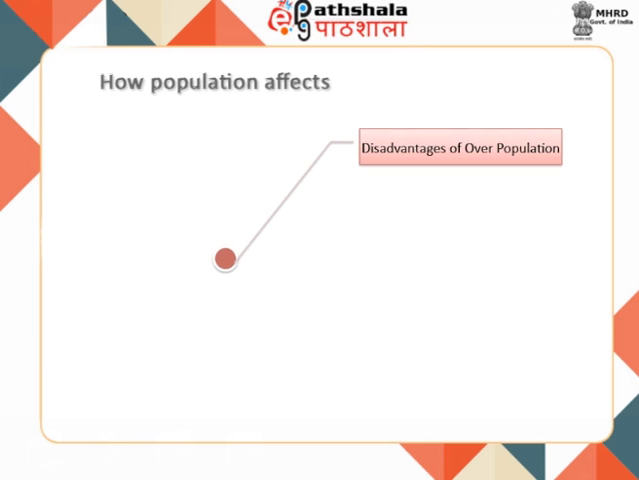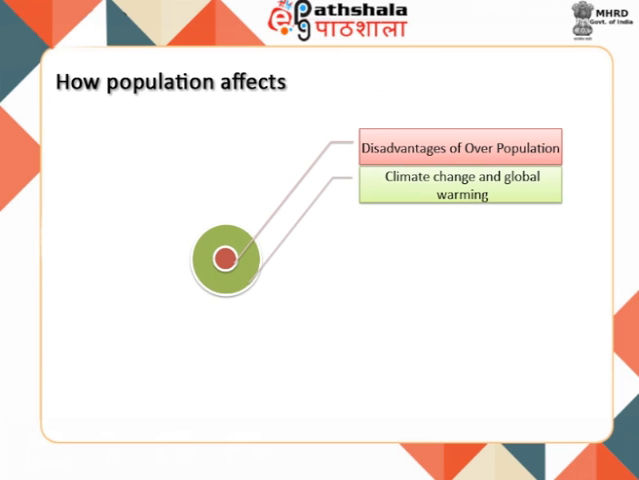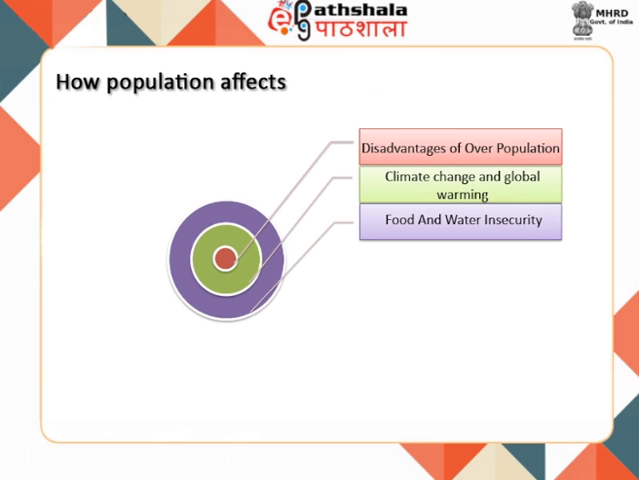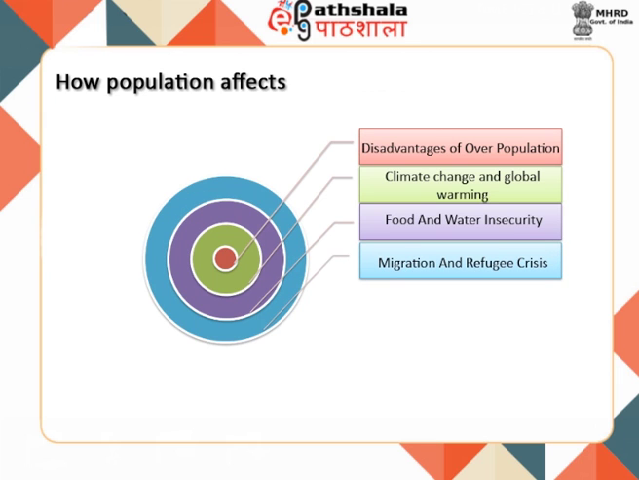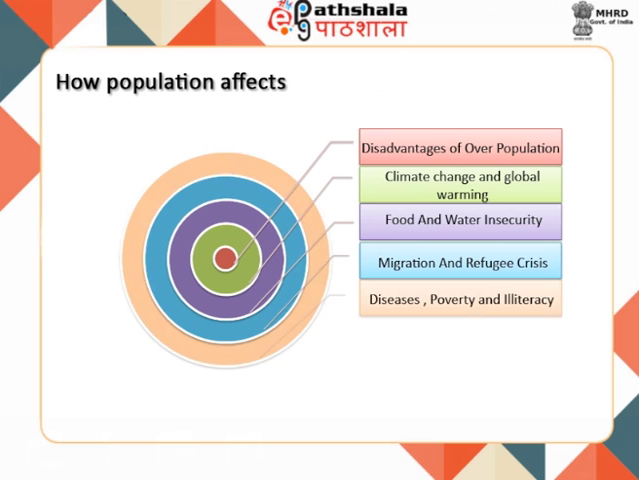There are several disadvantages of overpopulation for both humans as well as our immediate environment. These include climate change and global warming, food and water insecurity, migration and refugee crisis, diseases, poverty, and illiteracy, to name a few major ones.